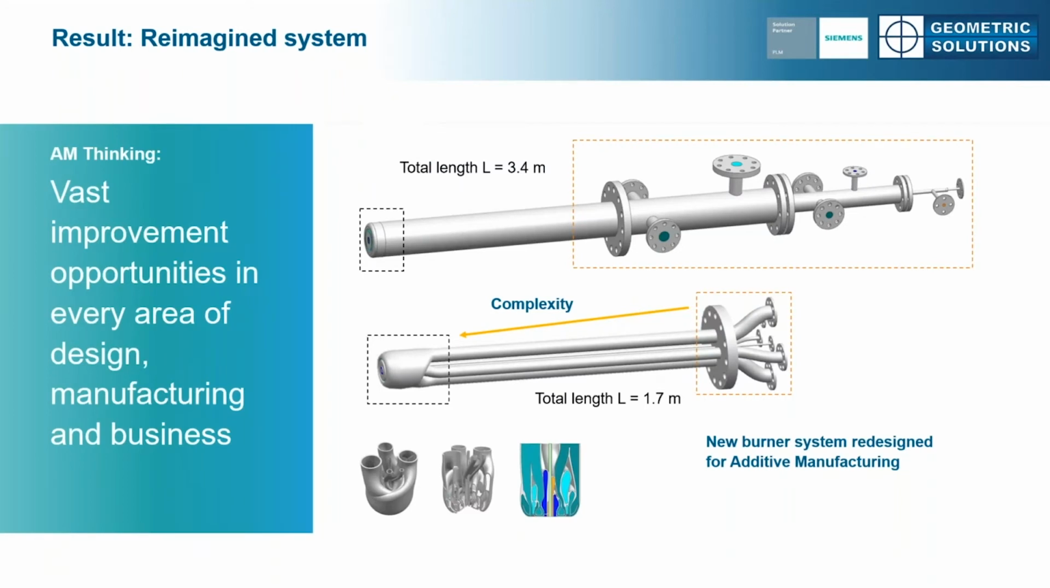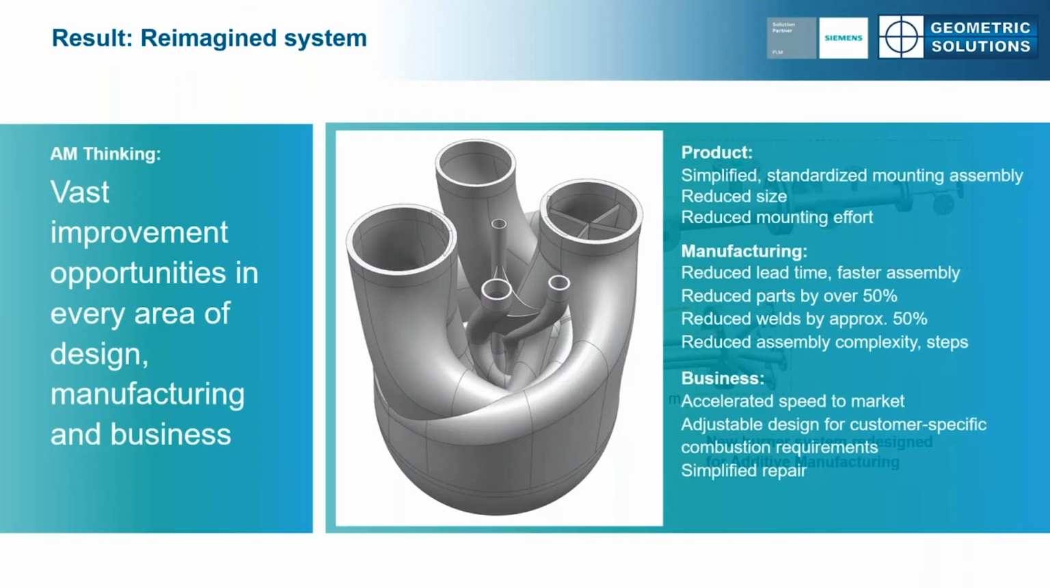And this is the finished result. A much more elegant design that transfers the complexity of the system to the 3D printed burner tip. And it was a significant reduction in manufacturing effort and cost. Over 50% reduction in the number of welds, almost half the number of parts, half the size. And the team was also able to get some other increases. Reduced lead time. They made it to the market faster. And the design was adjustable. So when the customer had a different combustion need, they were able to meet that by using the additive manufacturing approach.